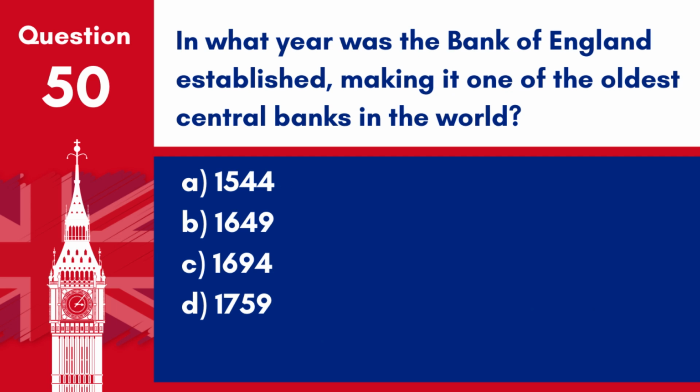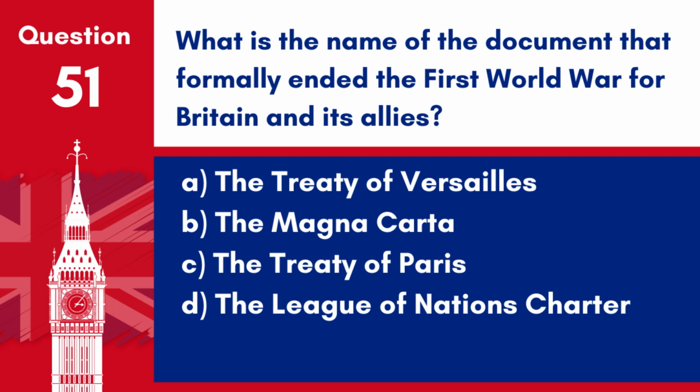Question 50. In what year was the Bank of England established, making it one of the oldest central banks in the world? A. 1544. B. 1649. C. 1694. D. 1759. Answer: C. 1694. The Bank of England was established in 1694, making it one of the oldest central banks in operation today.